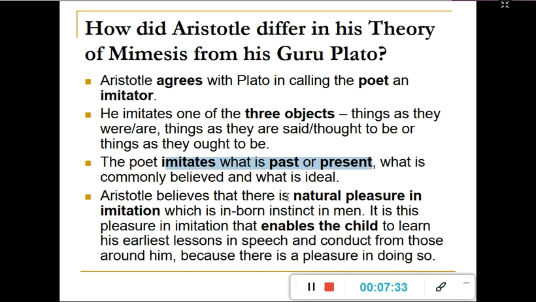Aristotle believes that there is a natural pleasure in imitation. لحظة واحدة ده throughout the philosophy of Aristotle of Plato we understand the fact that Plato criticizes, Plato hates the concept of imitation. Plato believes in the imitation is a source of illusion. هو خداع، هو حاجة غير حقيقية، هو حاجة ملهاش لازمة، هو حاجة must be banished. هنا banished يعني removed from the society.